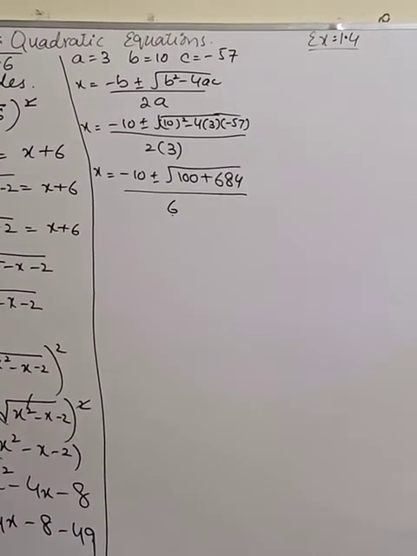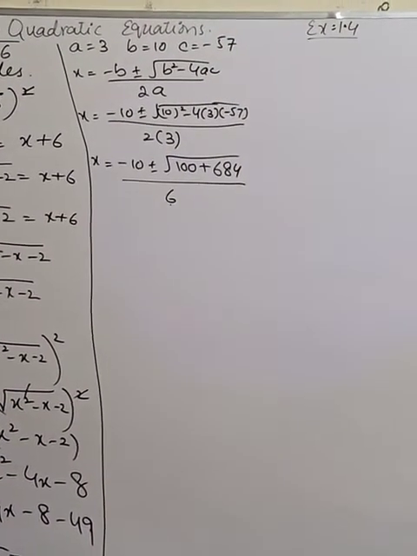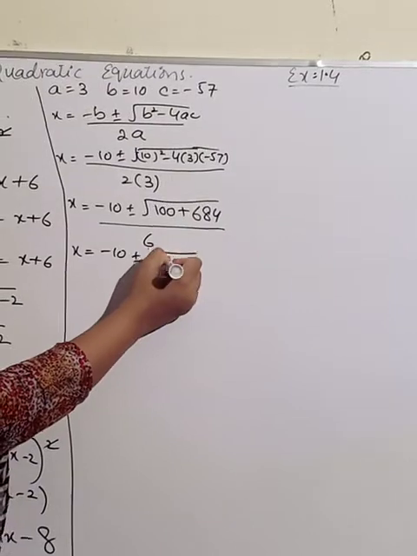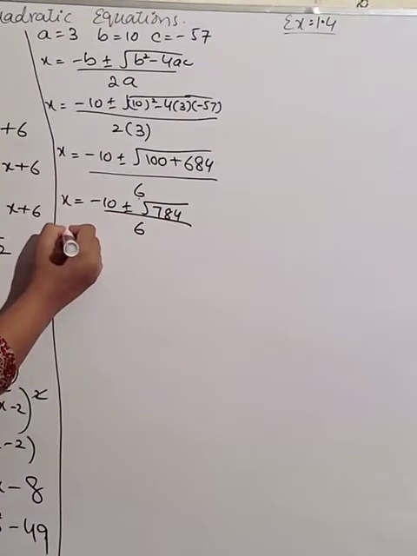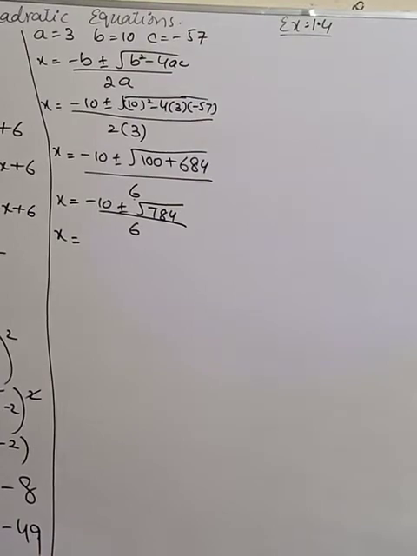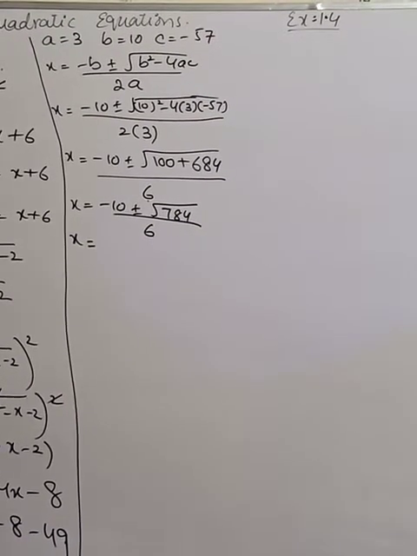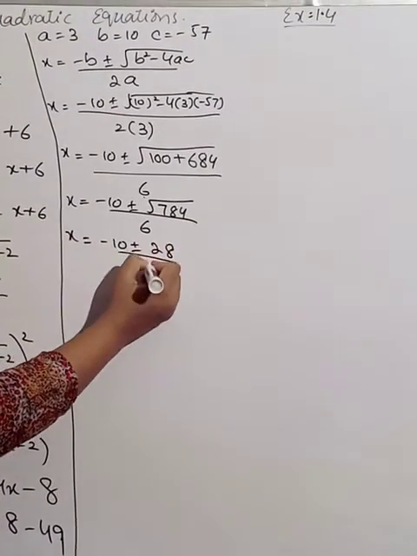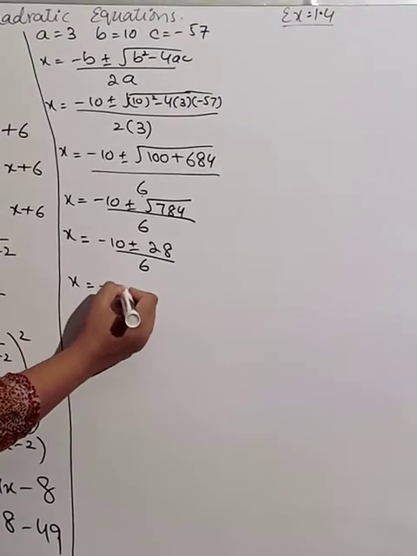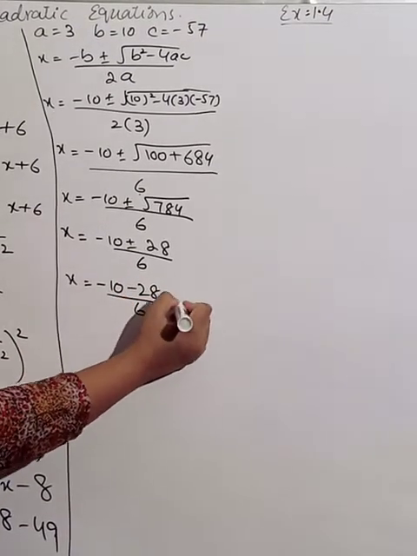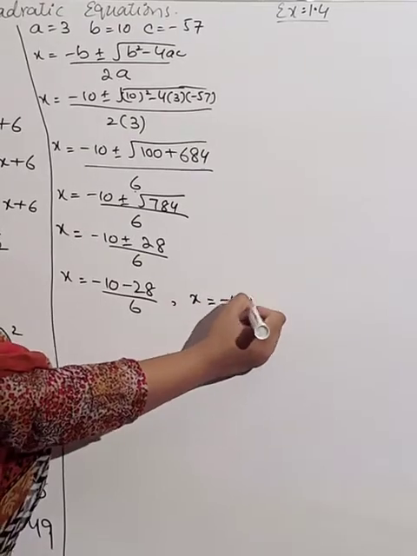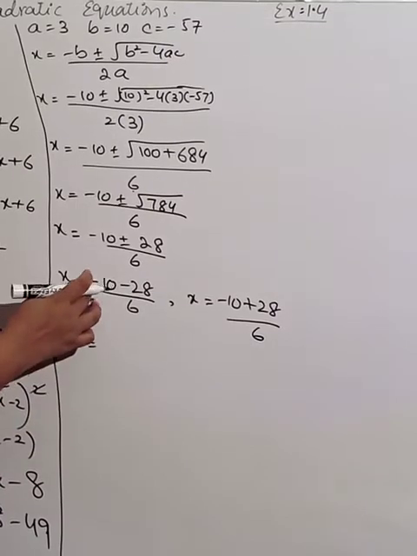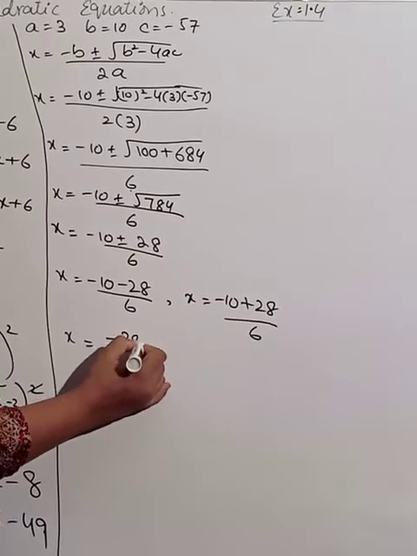So 4 multiplied by 3 multiplied by 57 will give me 684, plus 100. It will become 784 divided by 6. Taking the square root of 784 gives you 28 divided by 6. Solve it. It's minus 10 minus 28 by 6, and x is equal to minus 10 plus 28 divided by 6. So we have x is equal to minus 10 minus 28, it's minus 38 divided by 6.